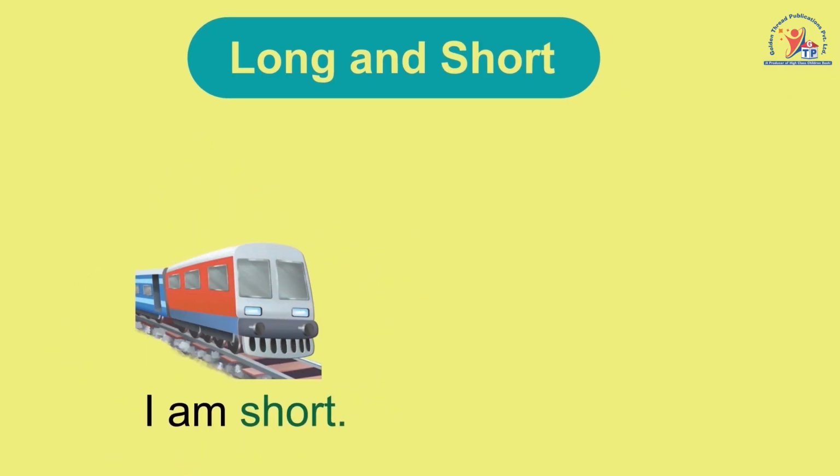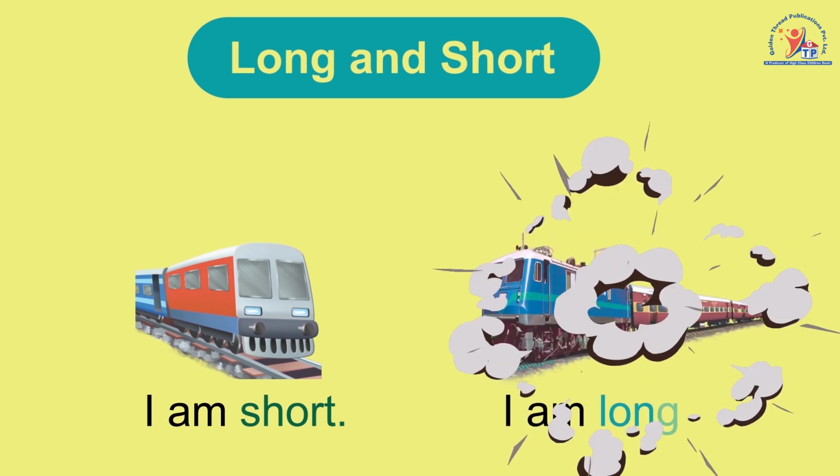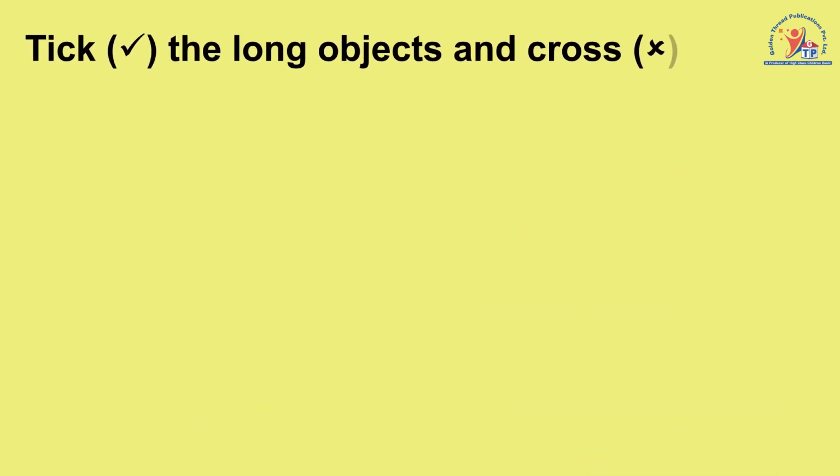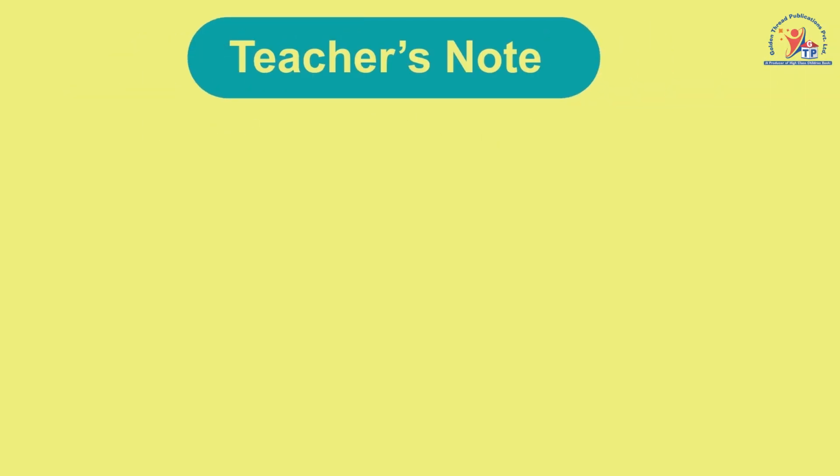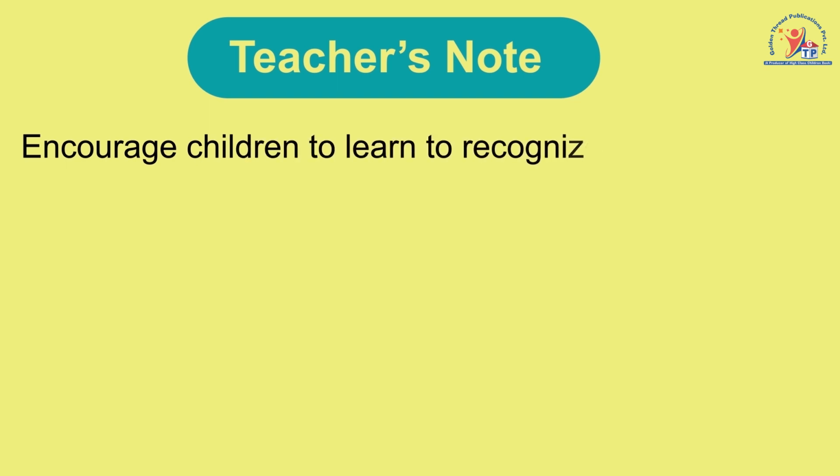I am short. I am long. Tick the long objects and cross the short objects. Teacher's note. Encourage children to learn to recognize long and short objects.